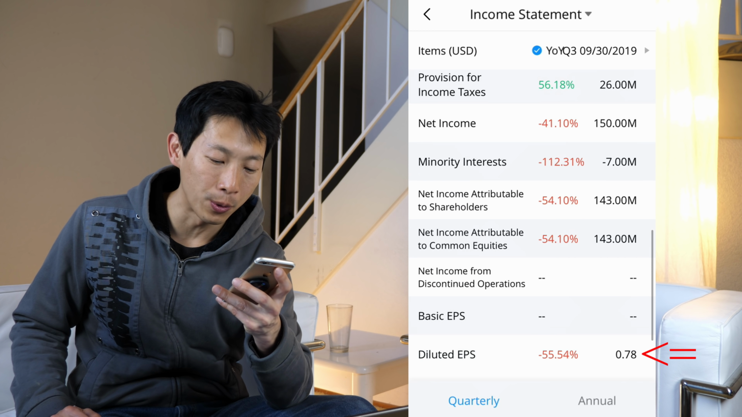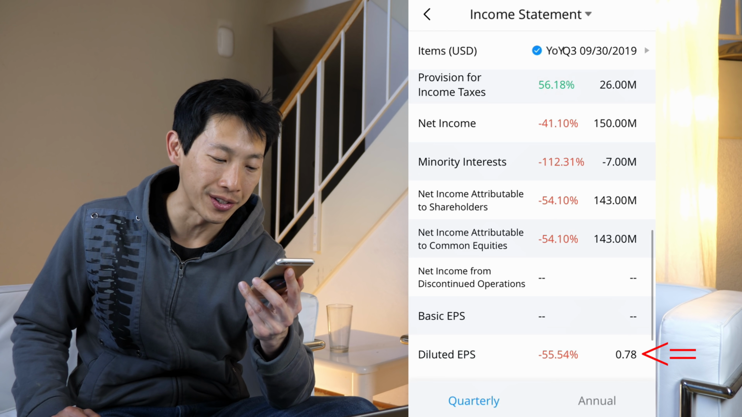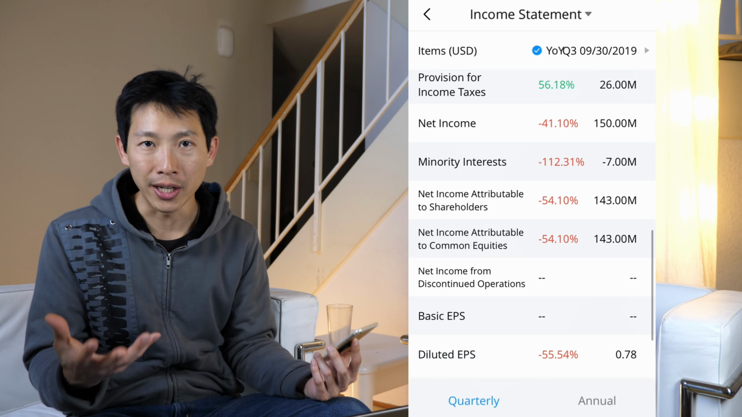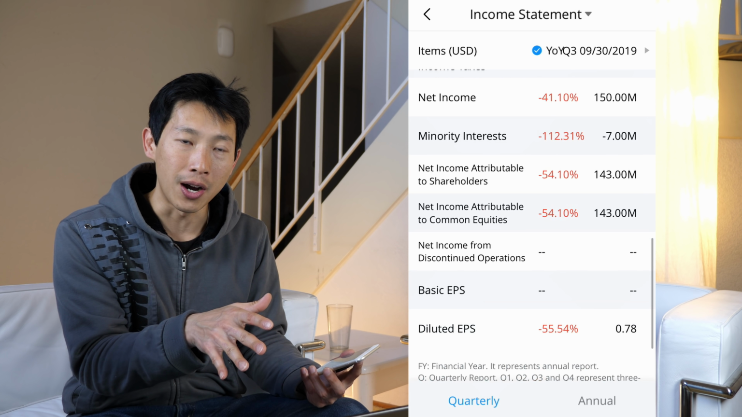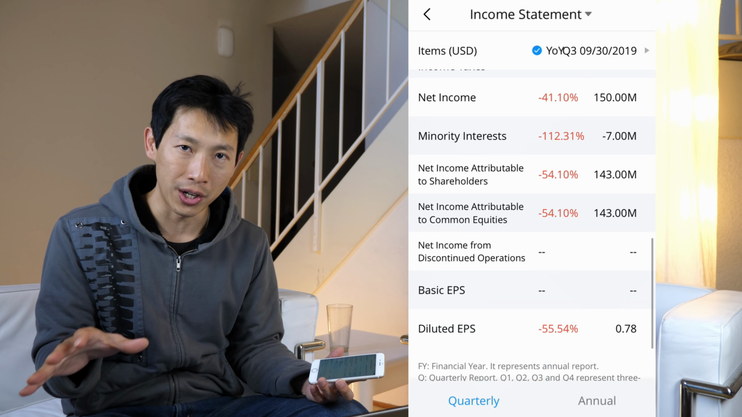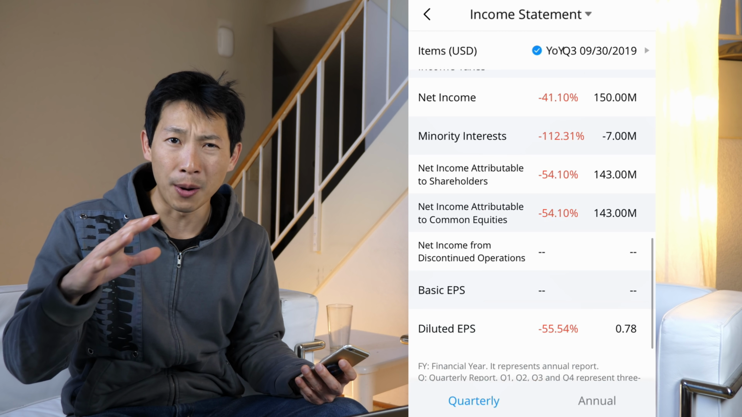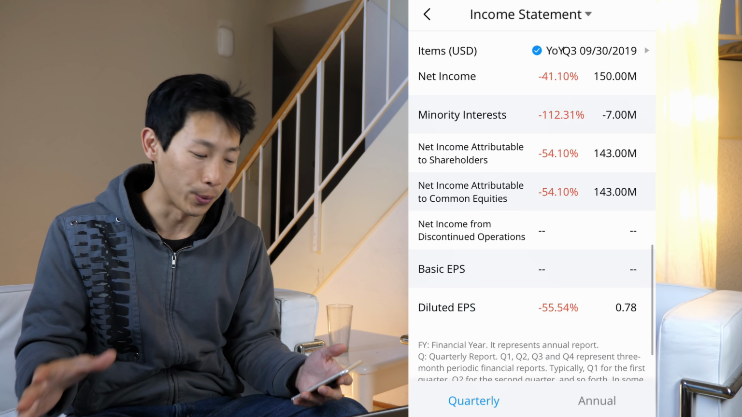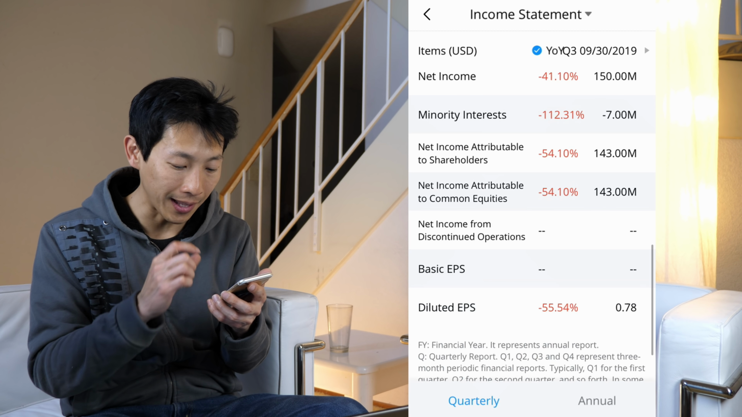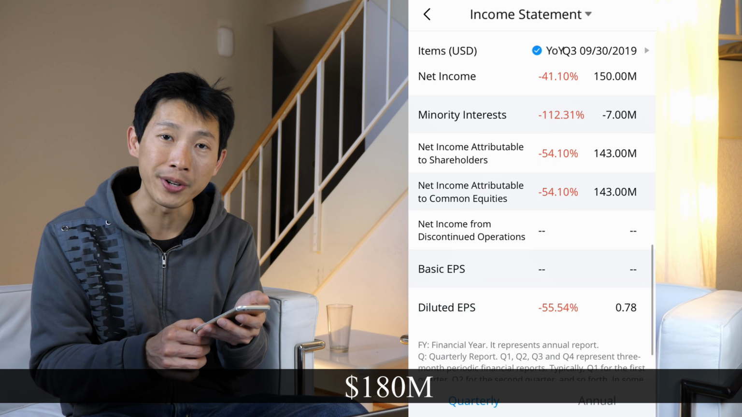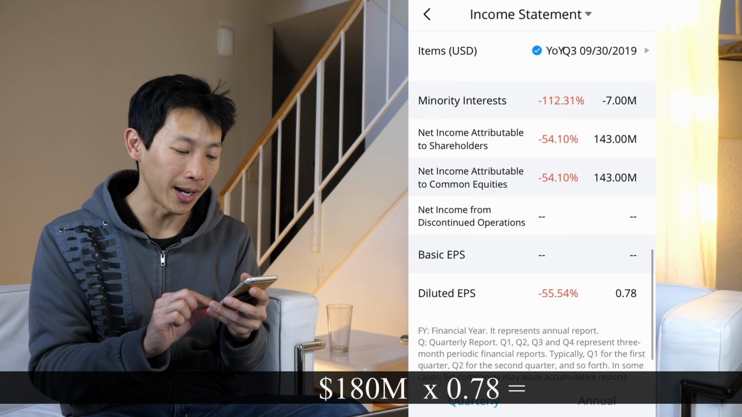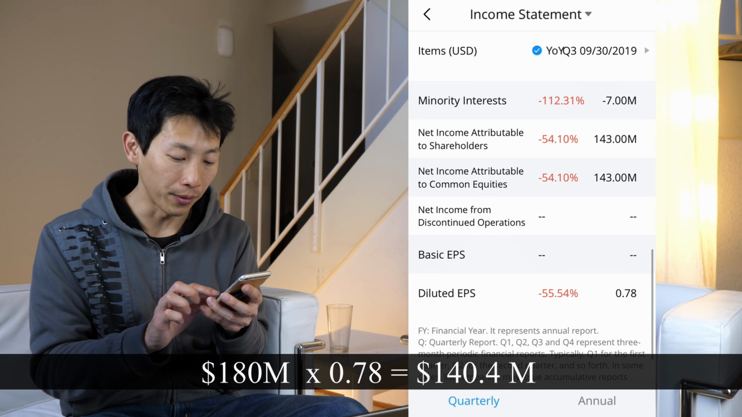Now let me skip to diluted earnings per share because this is important. They didn't offer basic earnings per share, which is just how much they earn per share of stock. So you just take this number and multiply it by the number of shares outstanding, and this is how much the company earned in total for that quarter. We learned in the very beginning that the shares outstanding is about 180 million shares. If we do 180 million times 0.78, it's 140.4 million.